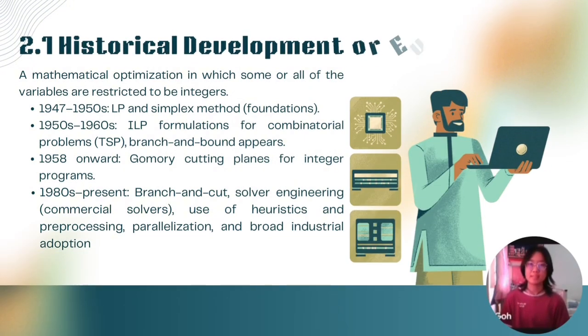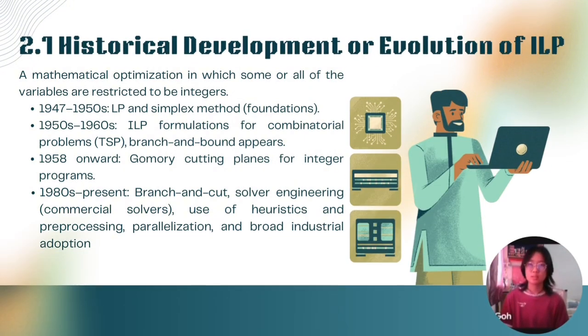Okay, let me introduce integer linear programming. Integer linear programming is a mathematical optimization problem in which some or all of the variables are restricted to integers. Here is the development history. Integer linear programming originates from linear programming and the simplex method, with the branch and bound method appearing in 1950. Later, the cutting plane method for integer programming was invented, and finally the branch and cut method in 1980.